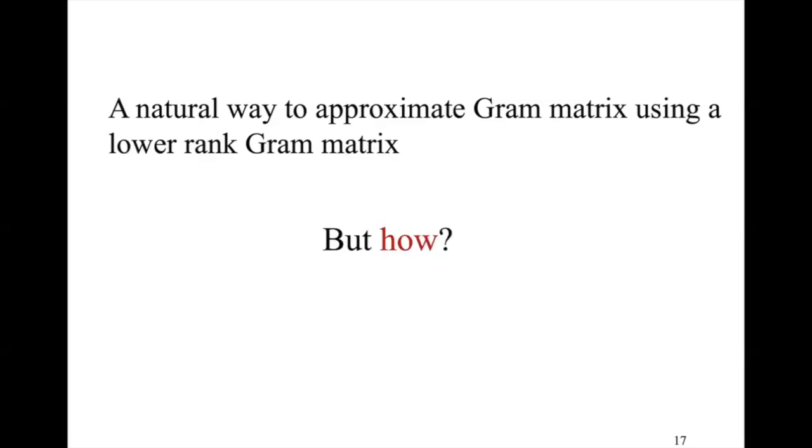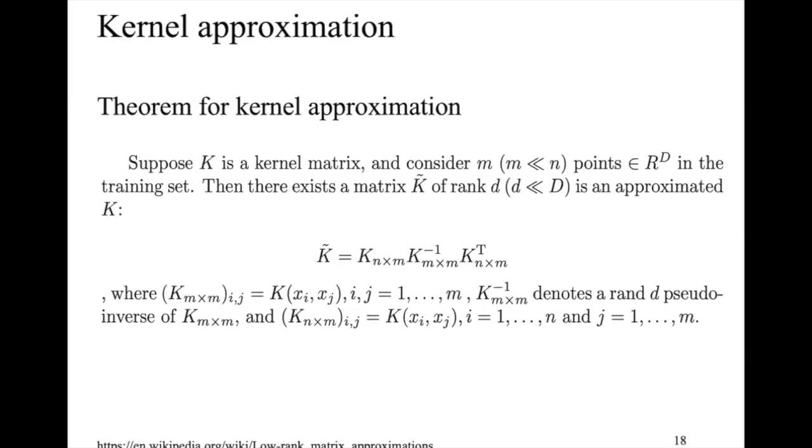The question is how can we do that? There are several ways we can do that, and according to the theorems of kernel approximations, it states that suppose we have the kernel matrix n by n, and consider a subset of the endpoints from these endpoints in the train set, there exists a matrix K2 with rank d. This small d is much smaller than the capital D, and it is actually a good approximator to the original kernel.